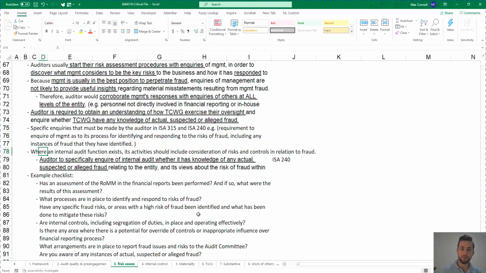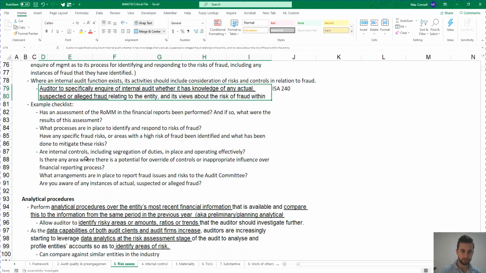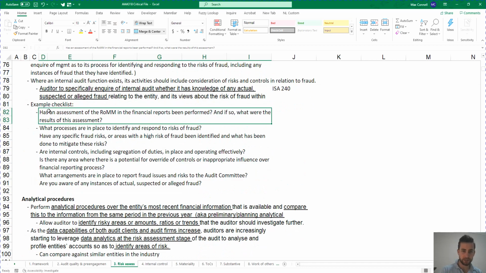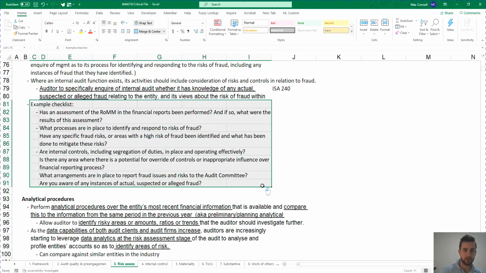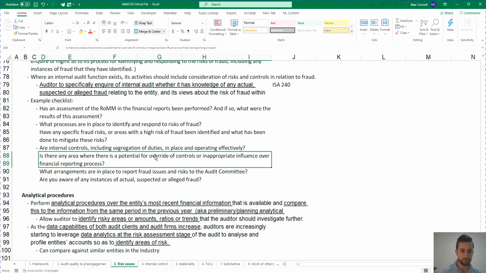Where an internal audit function exists, its activities should include consideration of risks and controls in relation to fraud. The auditor should specifically inquire of internal audit whether it has any knowledge of any actual or suspected fraud. And there's an example checklist of some of the questions you might be asking them about this.